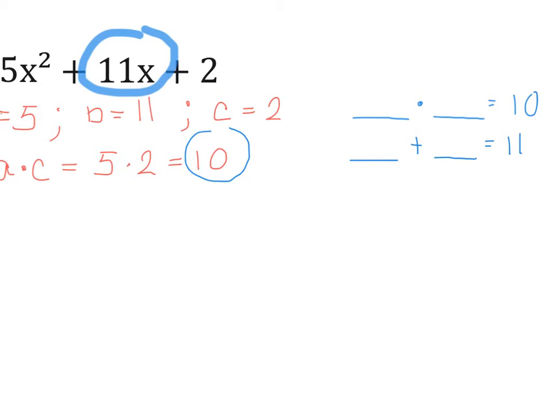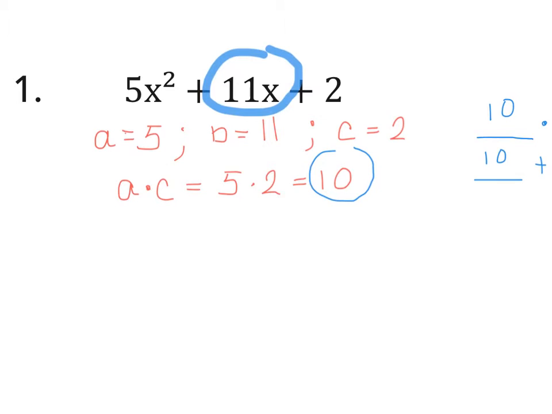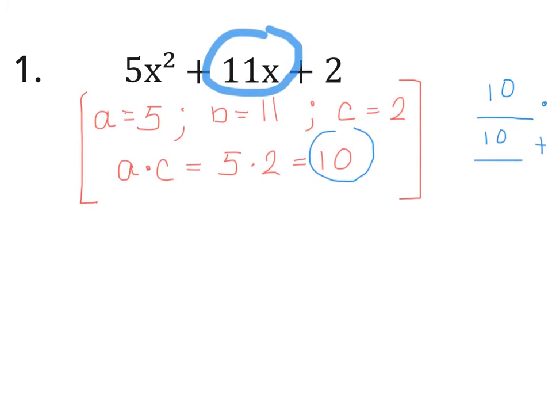You will want to go through all factors of 10. This should be an easy one. Factors of 10 that add to 11 will be 10 times 1 and 10 plus 1. So we have our two factors. Now let's come back over here. I'm just going to draw a bracket around this. This is extra work. You always want to have it, but it is extra.